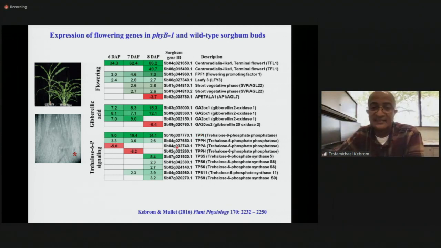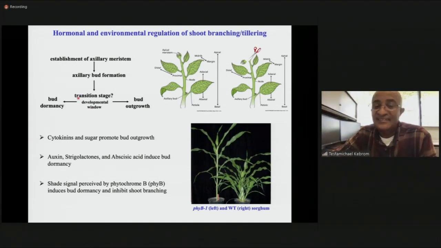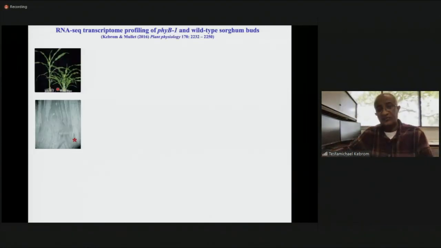So this was another important thing discovered from this study. And this study was published in 2016. Since its publication, there are several papers about trehalose and shoot branching that have been published, citing my paper. So what was the most important discovery from this is about the transition stage. Until recently, we didn't know what goes on at the transition stage, but this RNA-seq data from this sorghum plant gave us some new insight into the transition stage. So I will show you this in more detail.